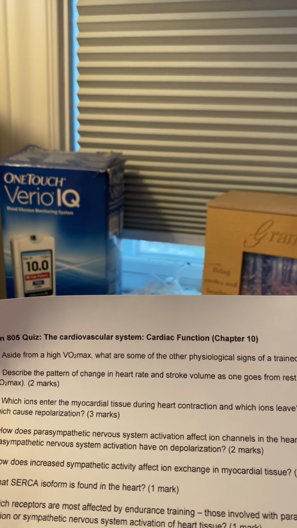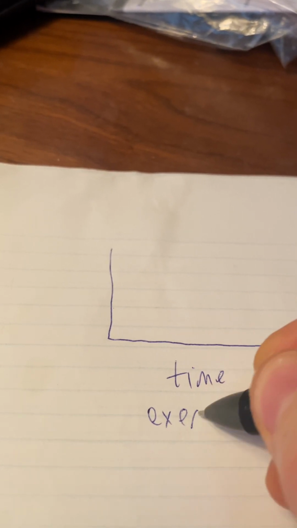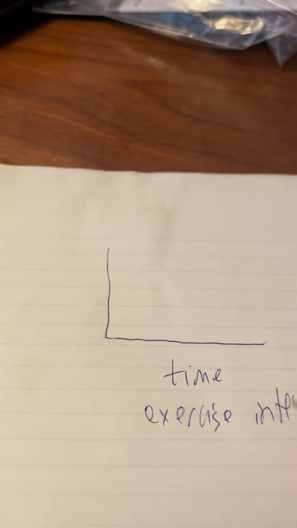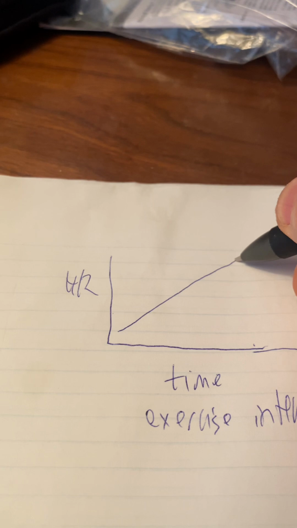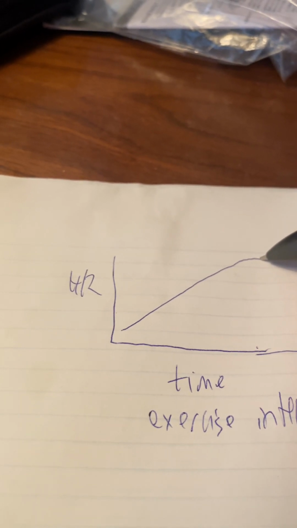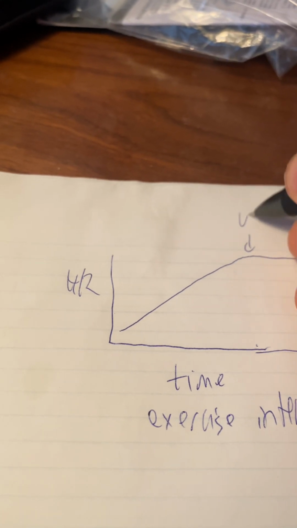Number two, describe the pattern of change in heart rate and stroke volume as one goes from rest to maximal exercise. So I'm going to do a quick little diagram here. You would have time on the bottom here, or exercise intensity. As you progress with exercise intensity, your heart rate increases until you get to about maximal exercise, and then it plateaus. So this is heart rate.